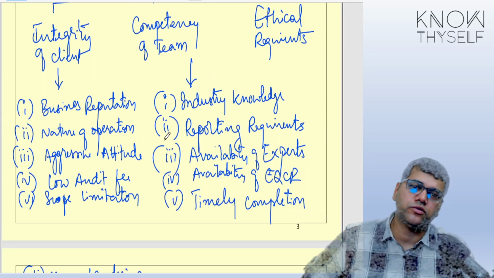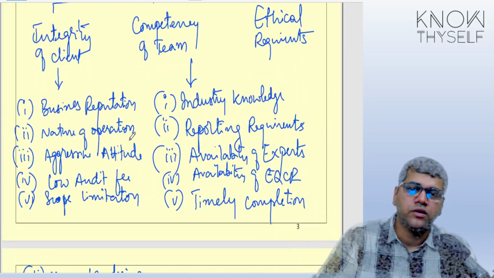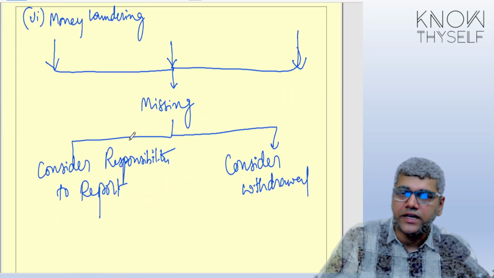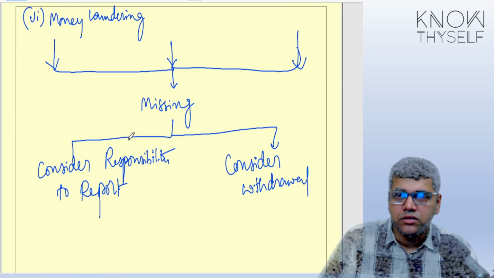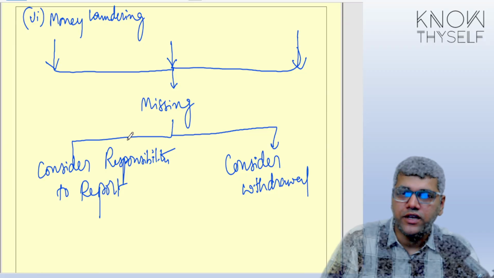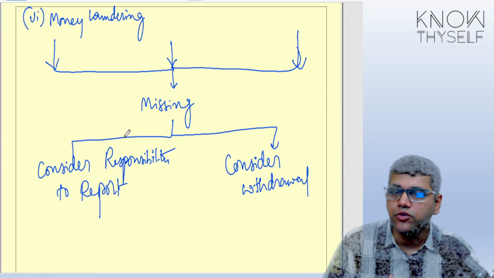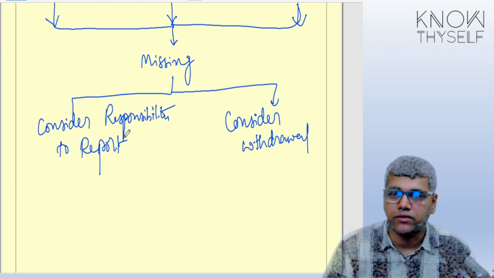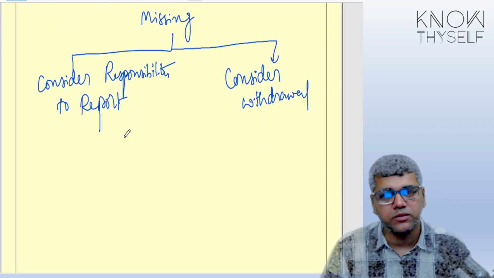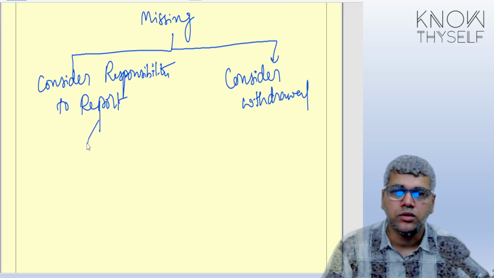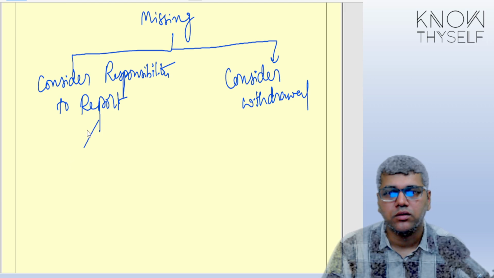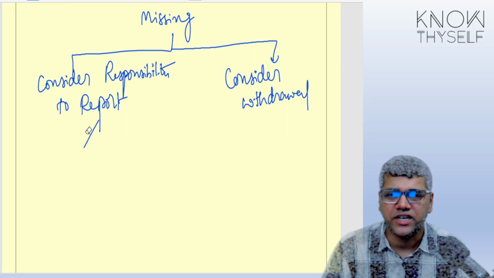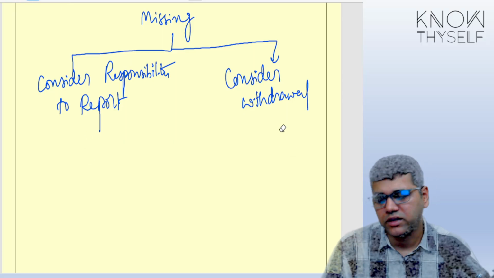So I hope you are clear. So these are all the three elements of advantage if you get the vital information. And if any of these components are missing, that means if you have got a doubt about the integrity or whatever, one, consider your responsibility to report. To whom? ICAI or the law, or consider withdrawal.